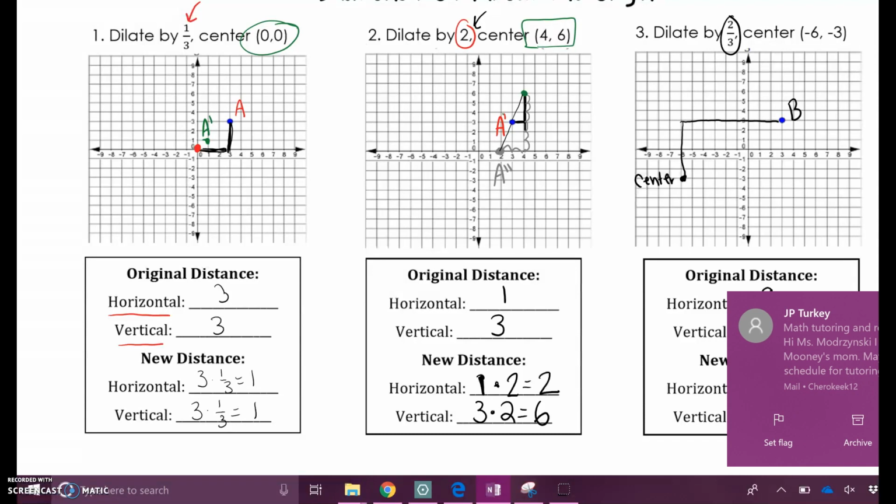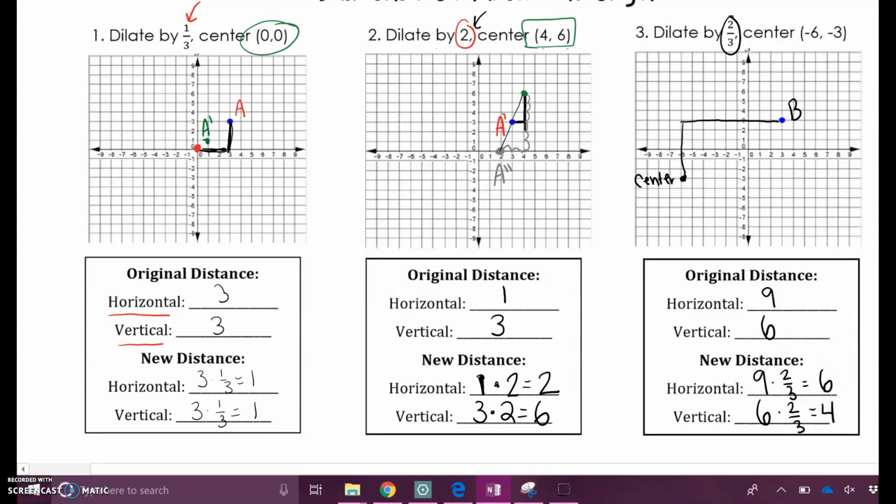So let's mark that. So we want our vertical distance to be 4. So 1, 2, 3, 4. And then our horizontal distance is 6. 1, 2, 3, 4, 5, 6. There we go. So there's our new point B prime.